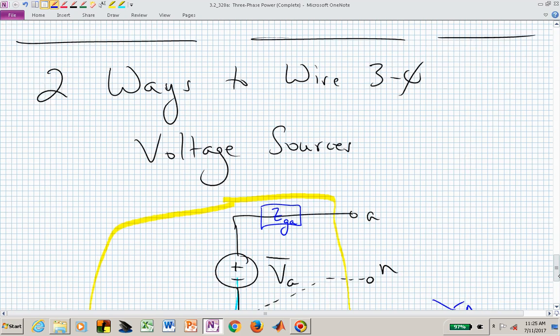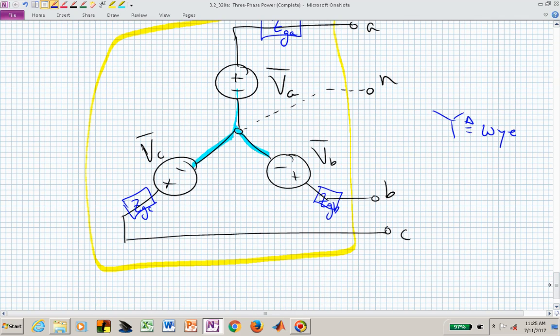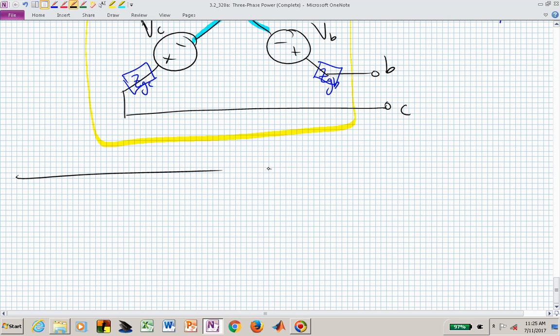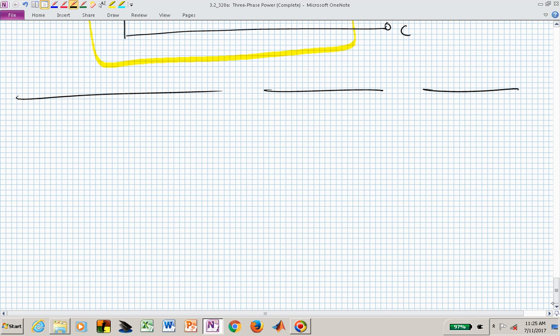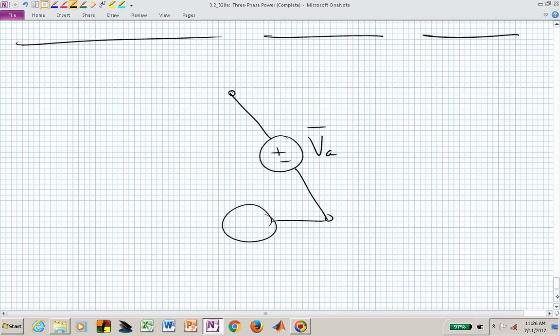That's one way to wire up a three-phase set of generators or sources. That can be contrasted with the following. Let's say now we have an A phase here, and connected to that, we are connecting the negative terminal of that A phase to the B phase, and connected to the negative terminal of the B phase is our C phase.